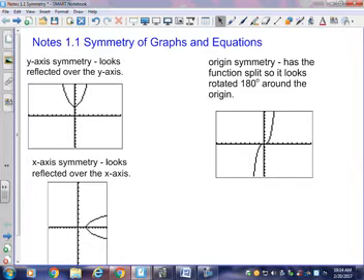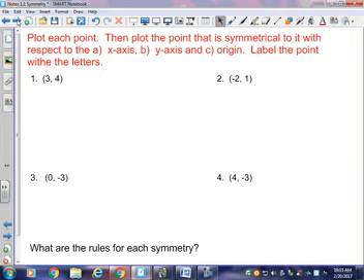So we're going to do a visualization first with just one point, and then we're going to look at some graphs that are like these and ask, do they have all kinds of different symmetry? Some graphs can have more than one kind, and these don't, but some can. All right, are we good? First, we're going to take some points and plot the original point, and then we're going to do these different types of symmetry to see what happens.